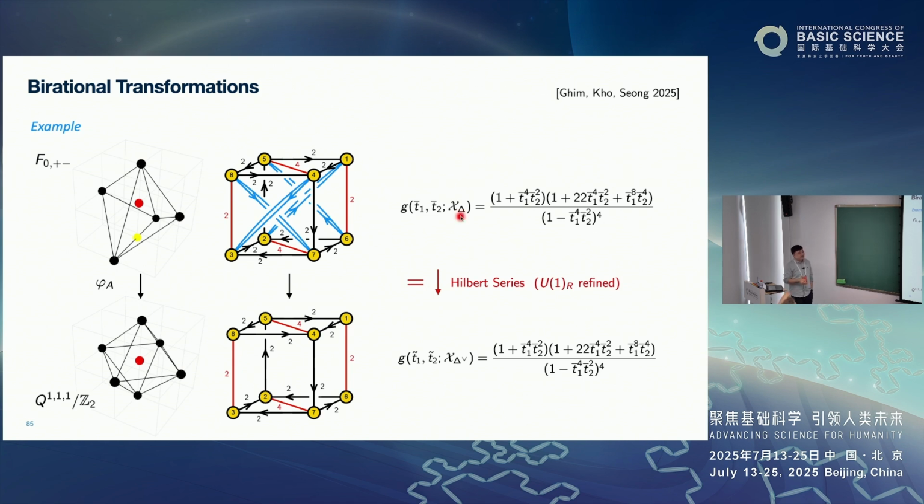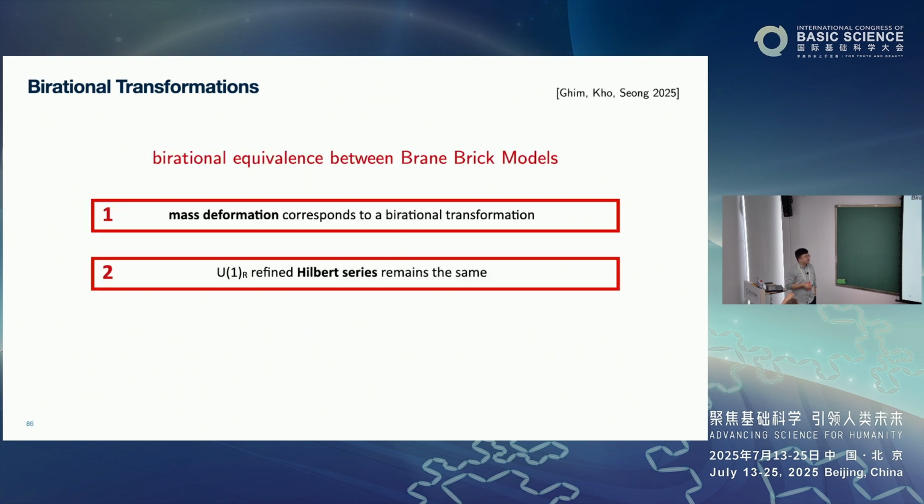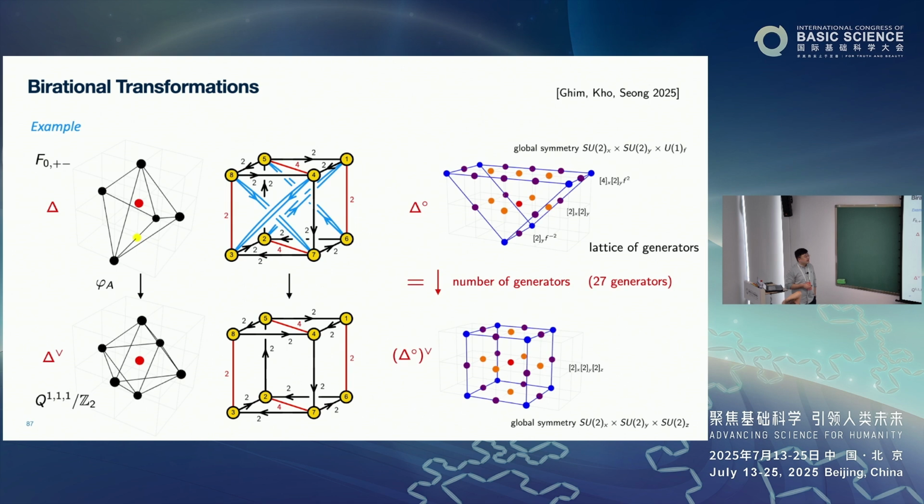But what the mathematicians have told us is that the Ehrhart polynomial is the same, and the Ehrhart polynomial is basically the generating function of generators of my moduli space parameterized along the R direction. That's what we have here. Whether there is a more general thing for the full global symmetry grading is the open question. But yes, the U(1)_R symmetry with finite Hilbert series remains the same under birational equivalence.